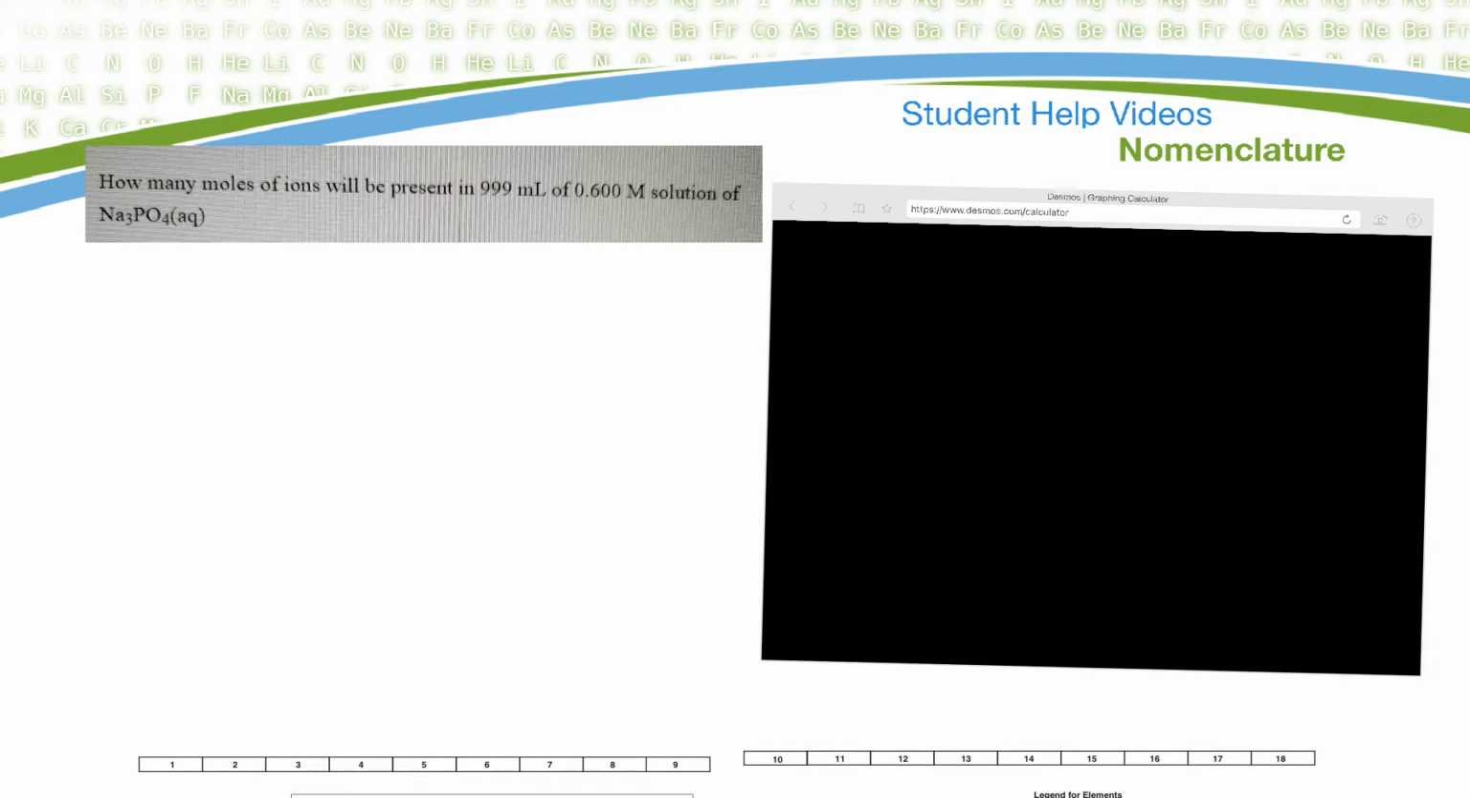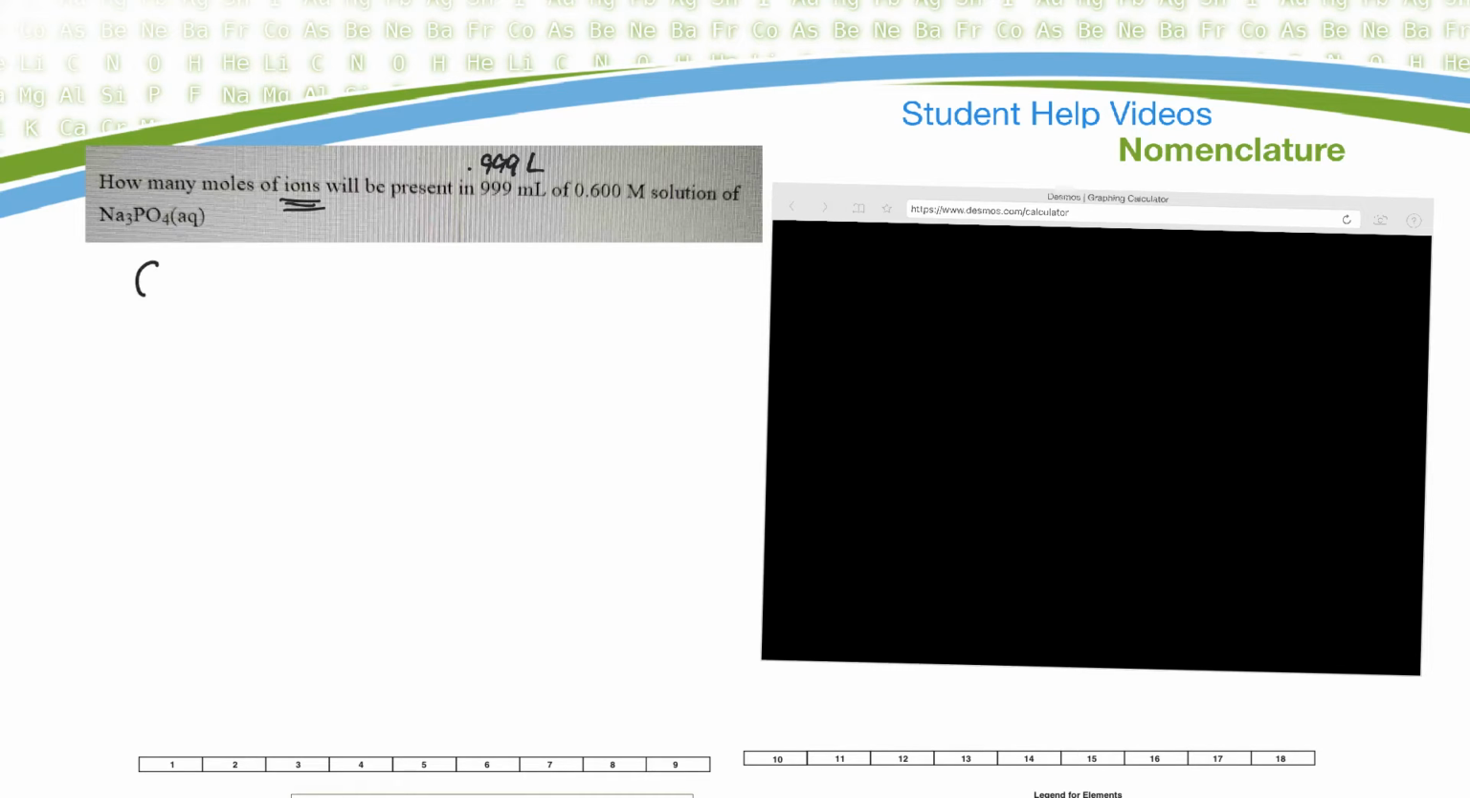All right, here's a good question. It talks about dissociation, and you have to use the molarity or concentration formula to solve. So the question says, how many moles of ions, that's an important word, will be present in 0.999 liters of a 0.600 molar solution of sodium phosphate.